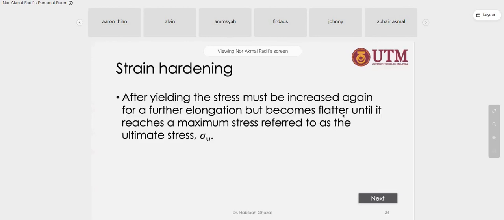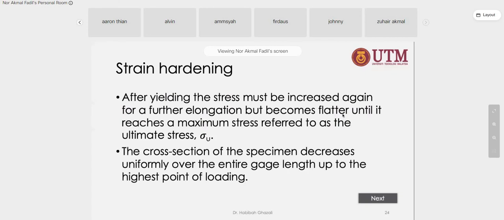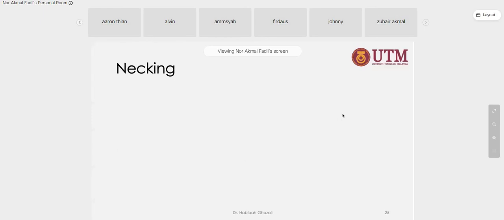Strain hardening after yielding: the stress must be increased again for further elongation, but the curve becomes flatter until it reaches the maximum stress, referred to as the ultimate stress, or tensile strength. The cross section of the specimen decreases uniformly over the entire gauge length up to the highest point of loading. Uniform plastic deformation occurs up to this point.